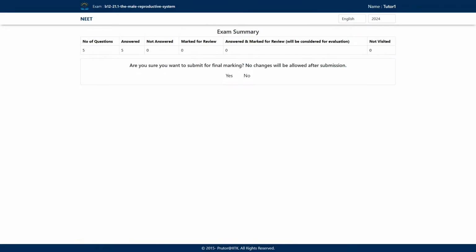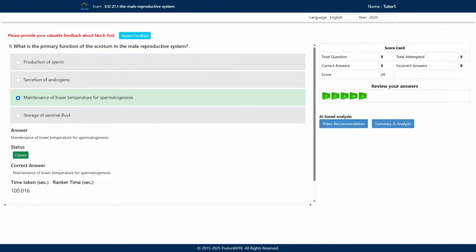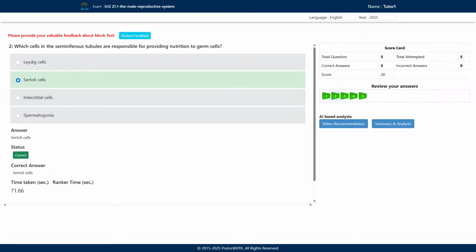Okay, all our answers are correct. Clear? So what is the primary function of scrotum? Maintaining lower temperature for spermatogenesis. Then which cell in the seminiferous tubule is responsible for providing nutrition to germ cells? Sertoli cells. Then what structure connects the epididymis to the ejaculatory duct? This is vas deferens. And then what is the role of Leydig cells in the male reproductive system? They secrete androgens such as testosterone. And fructose is one of the major components of the fluid secreted by the seminal vesicles.